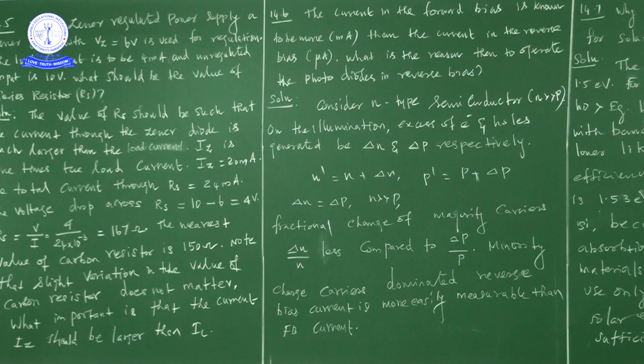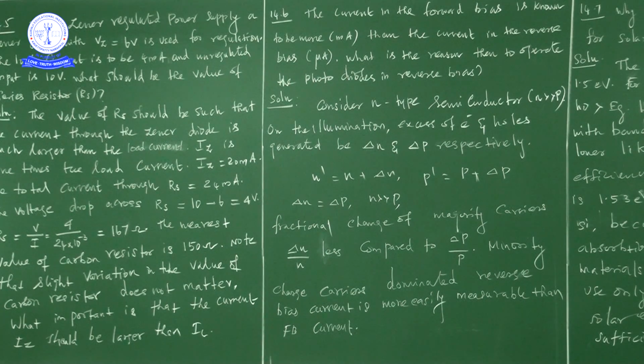Now our question is: what is the reason to operate photodiodes in reverse bias? You already know forward bias has a large current in milliampere, while reverse bias has a small current in microampere. Even though reverse bias has a low current, all photodiodes are operated in reverse bias only. So what is the reason?